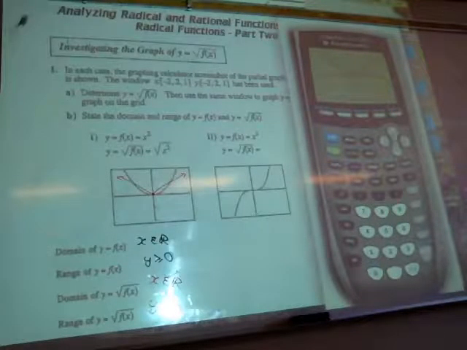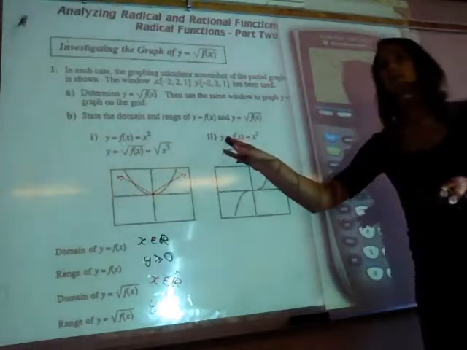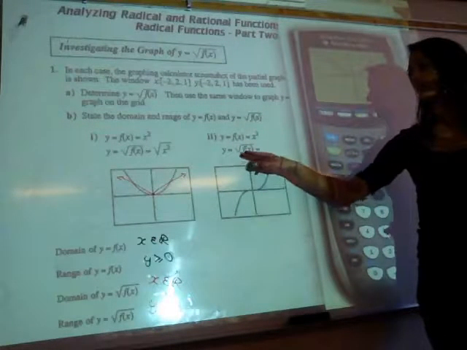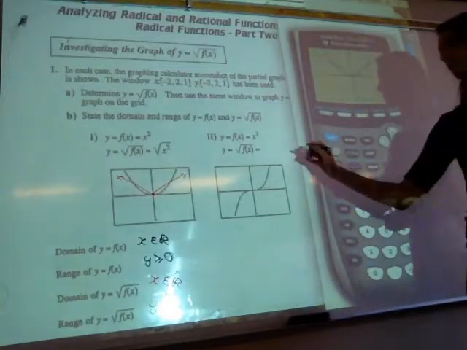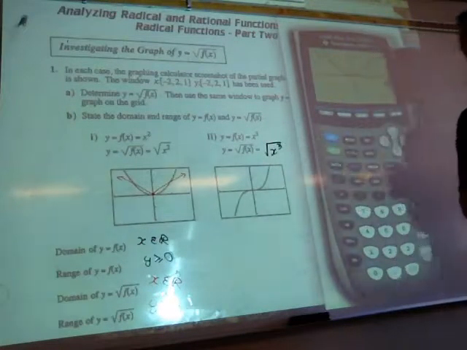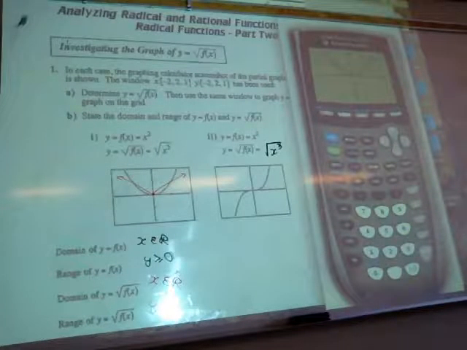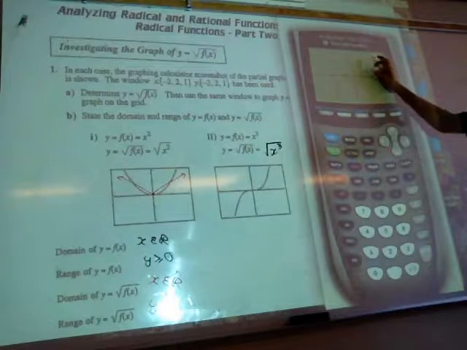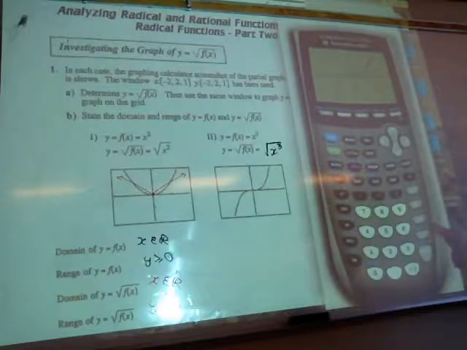Okay, next graph. They're telling us that we have y equals f of x. F of x is x cubed. That's this shape here. The square root of f of x would actually be the square root of x cubed. So we're just going to change our y1 and y2 and see what happens. So we have x to the power of 3, and then the square root of x to the power of 3. Once you have that in, just graph it. This is our original function coming up, and that's our radical function.